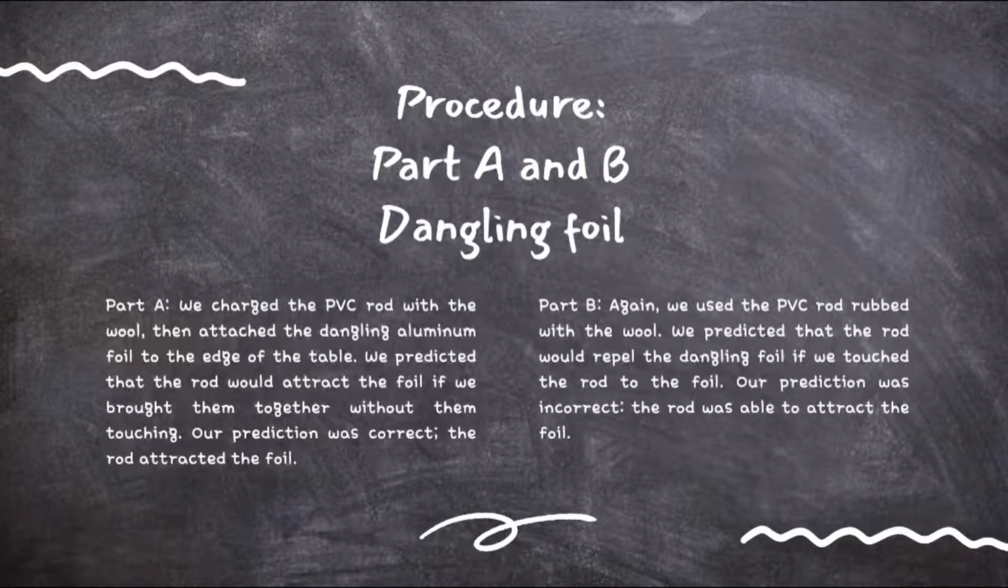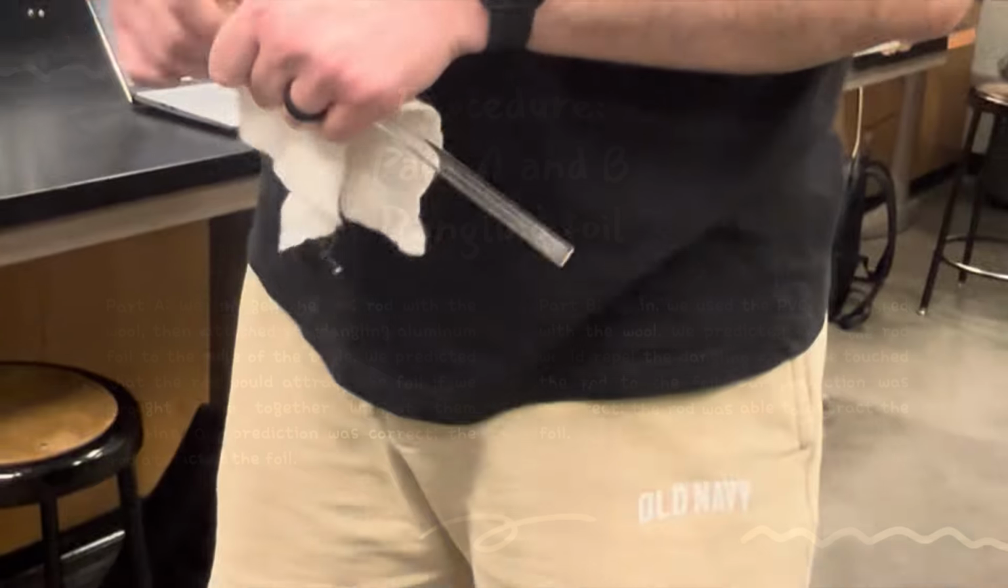Part B. Again, we used the PVC rod rubbed with wool. We predicted that the rod would repel the dangling foil if we touched the rod to the foil. Our prediction was incorrect. The rod was able to attract the foil.